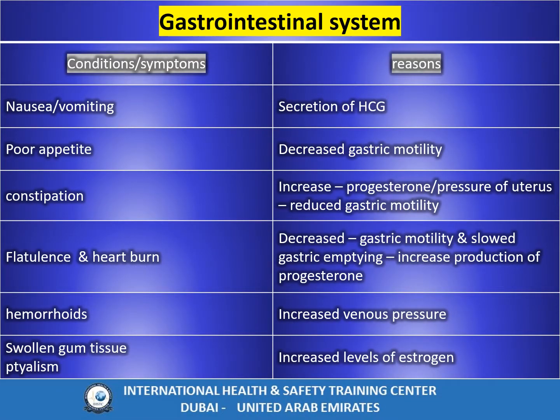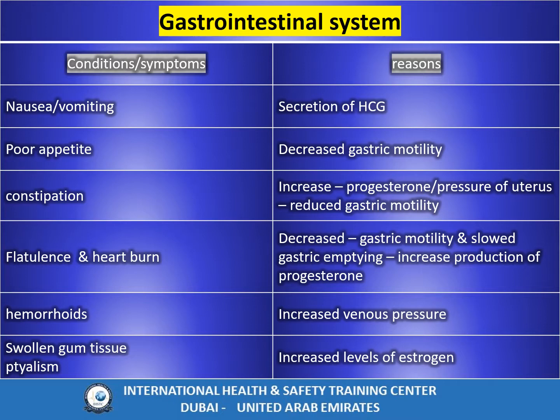Let's understand the changes in the gastrointestinal system. Nausea and vomiting may occur as a result of the secretion of human chorionic gonadotrophin hormone, and it subsides by the 3rd month. The women may complain of poor appetite, because of decreased gastric motility and alterations in taste and smell.